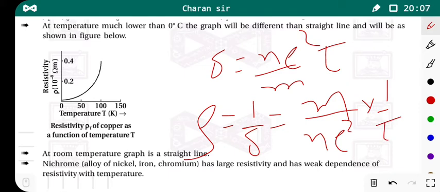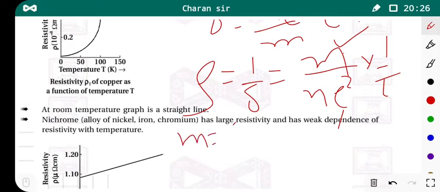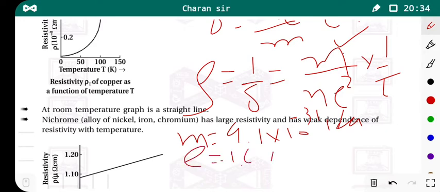Here m is the mass of the electron, which is constant. The value of the mass of the electron is 9.1 into 10 raised to minus 31 kg. Here e is the electric charge of the electron, which is also fixed. The electric charge is minus 1.6 into 10 raised to minus 19 coulomb. So these both quantities are fixed.